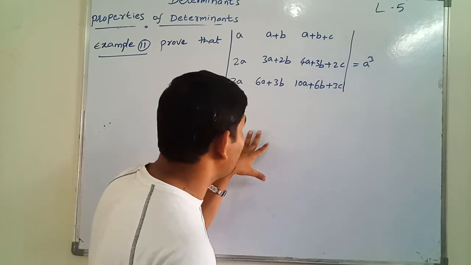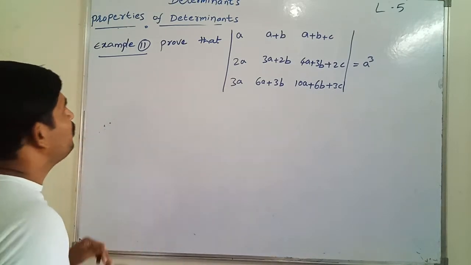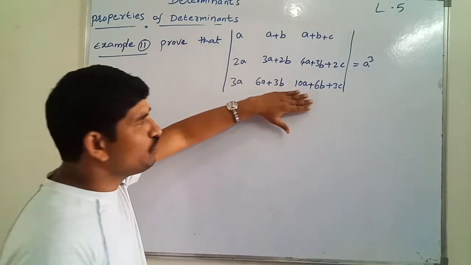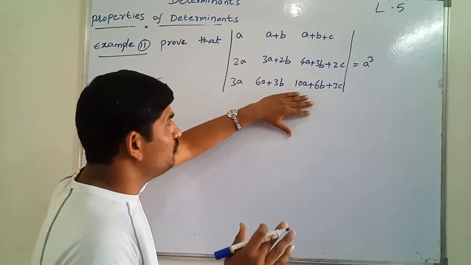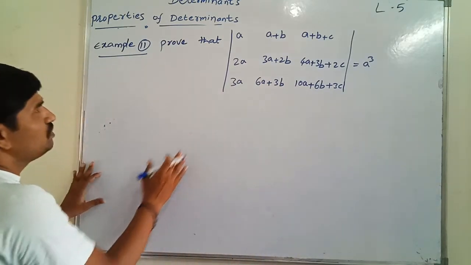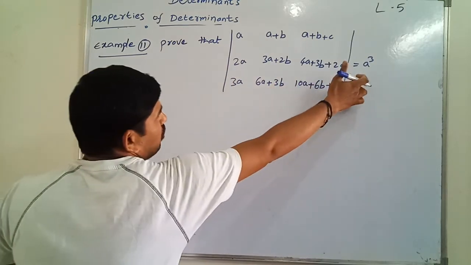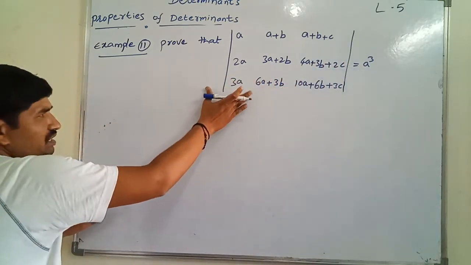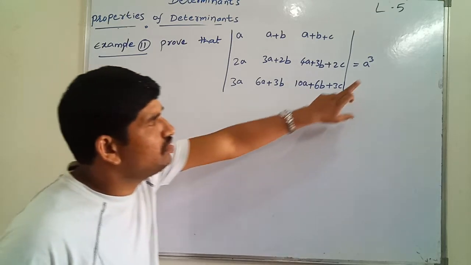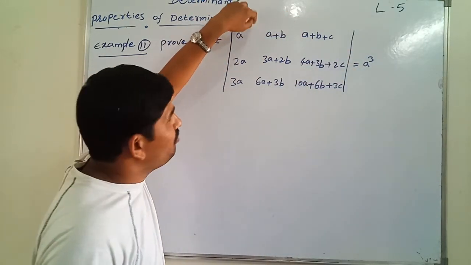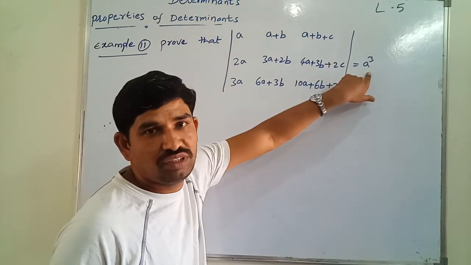Okay, let me complete this question in this class. See Example 11, prove that. So this is an important question. One by one we can continue the solution. This is the determinant, prove that. So this is the LHS and this is the RHS. By taking this LHS, we have to get the RHS value. Suppose we expand this, definitely we will get the answer A cube.